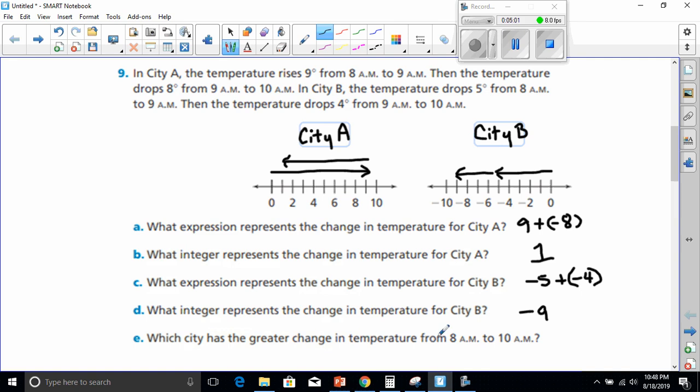Which city has the greater change in temperature from 8 a.m. to 10 a.m.? Well, both of them were given 8 a.m. to 10 a.m., right? And as you can see, there was only a 1 degree change in those 2 hours in City A and a 9 degree change in City B. So we're going to go with City B.